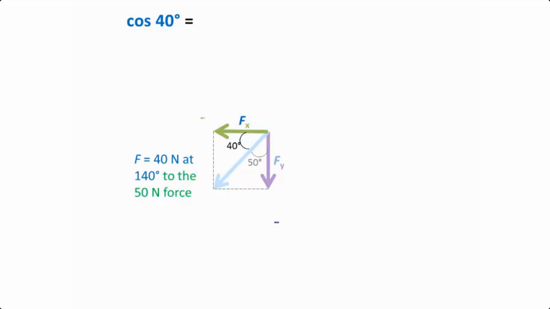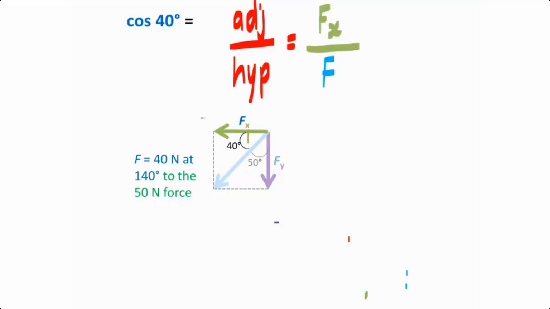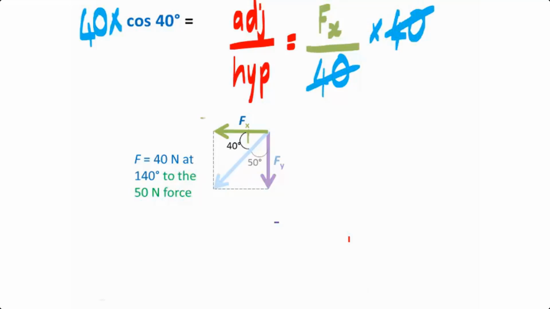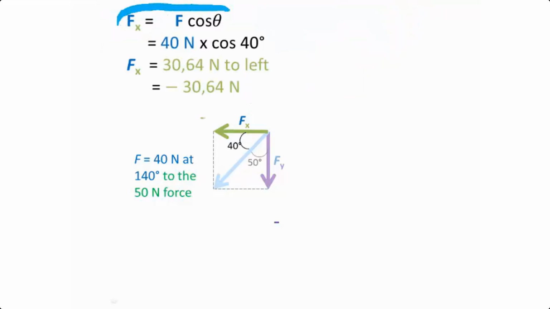Remember that cos 40 is adjacent over hypotenuse. The 40 degree is adjacent to Fx, and the hypotenuse of course is F. And we know F's value, it's 40 newtons. So we can just rearrange this, multiply both sides by 40 to clear away the fraction. And in this way we can find the magnitude of Fx. So Fx is equal to F multiplied by cos theta. F is 40 newtons, theta is 40 degrees. So we have 40 multiplied by cos 40.